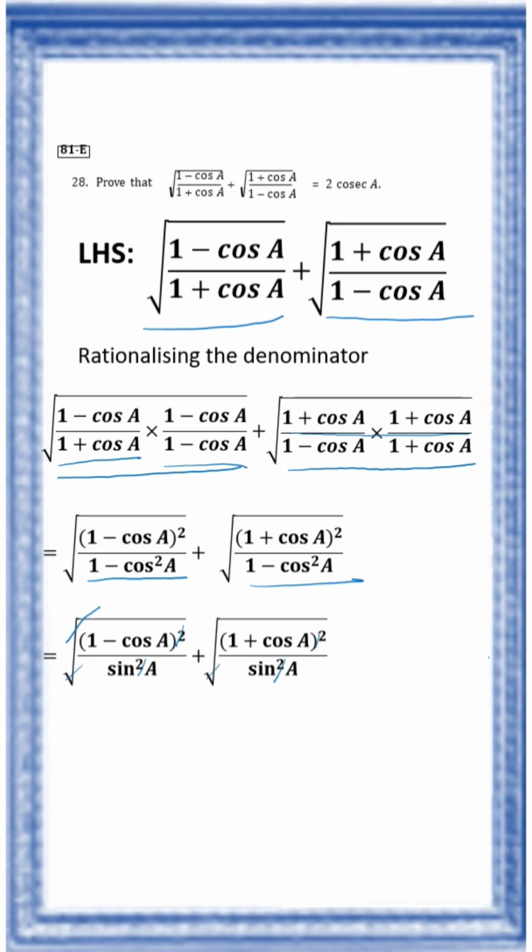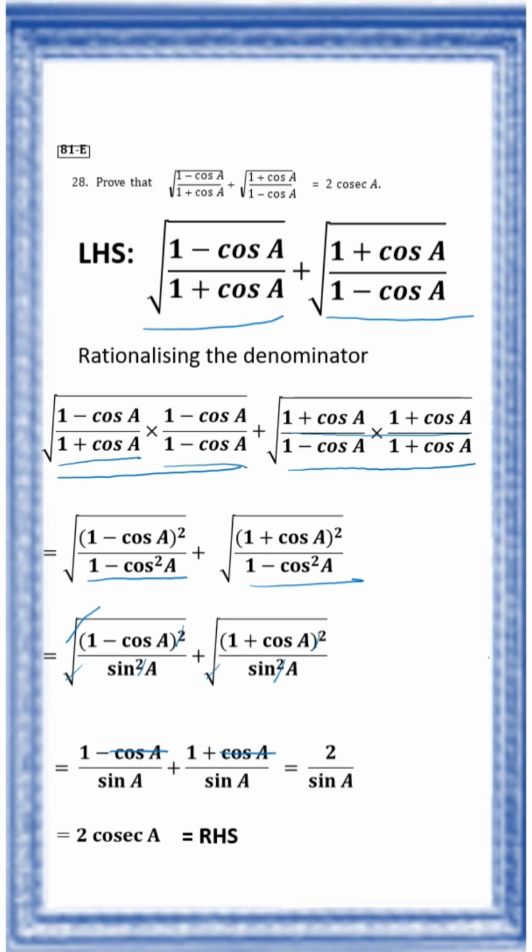So now it becomes (1 minus cos A) upon sin A plus (1 plus cos A) upon sin A. Here the denominators are the same, which means the LCM is sin A. In the numerator, minus cos A plus cos A cancels. So it is equal to 1 plus 1, that is 2 by sin A, which is equal to 2 cosecant A, that is equal to RHS. Hence proved.